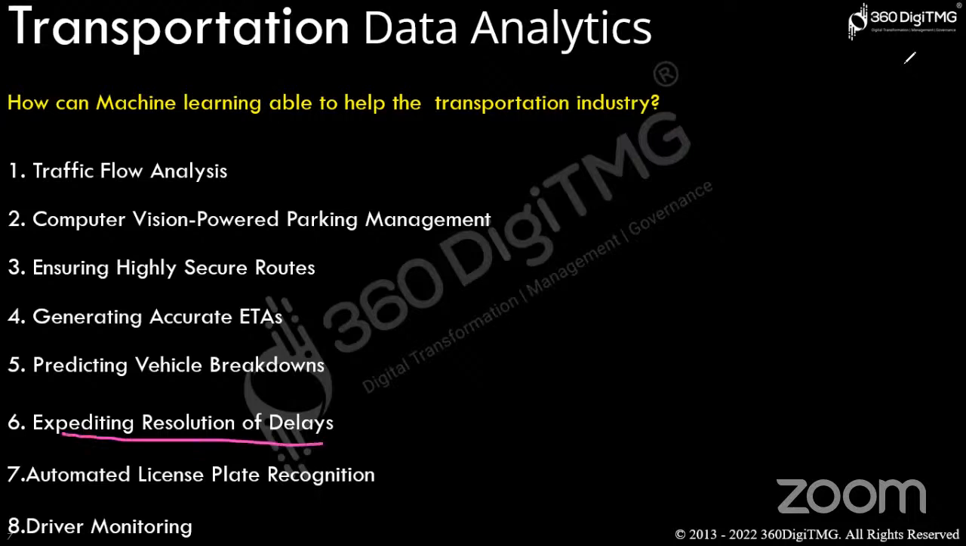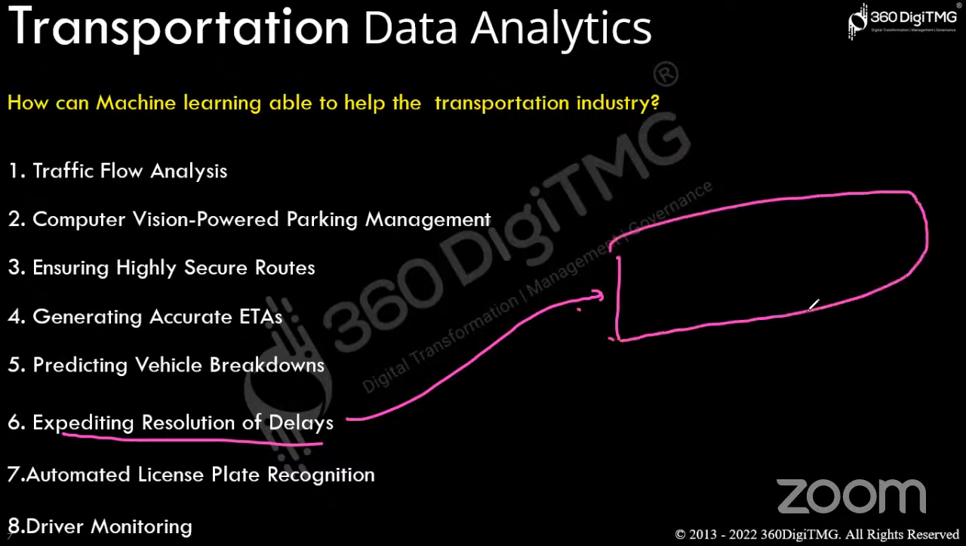And the resolution of delays, expediting the resolution of delays. If you know that particular route, if you have past history data of that route, in that case you can easily analyze how much time it will take, how much delay will happen. All those details you can simply provide to that particular customer, so that they can analyze that data. Based on that, they will take the decision whether to go for it or not.